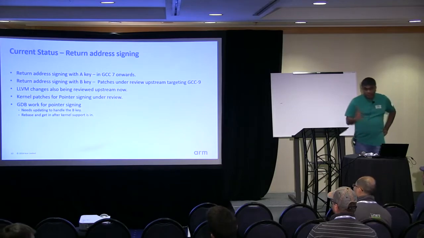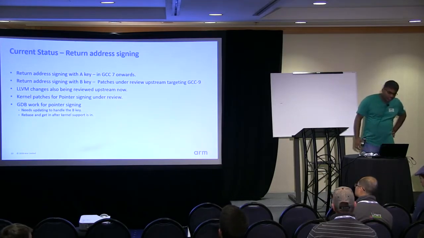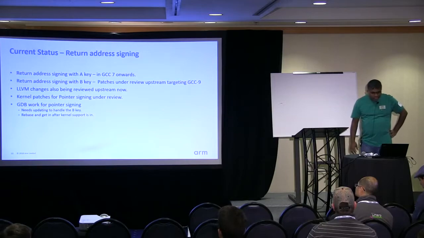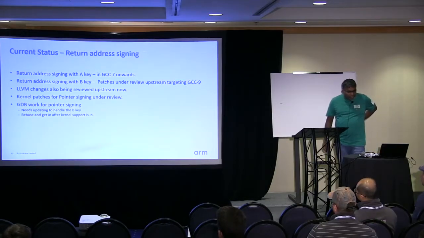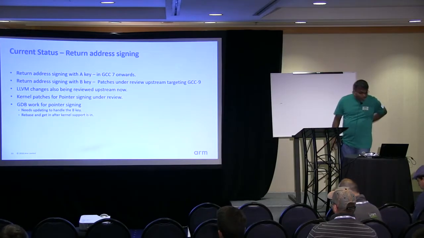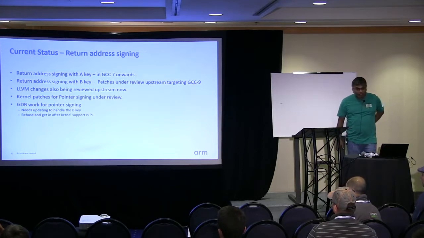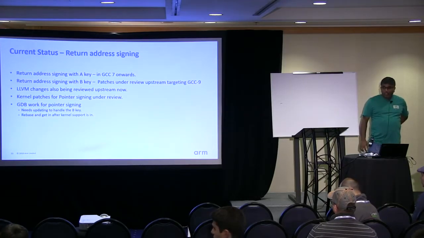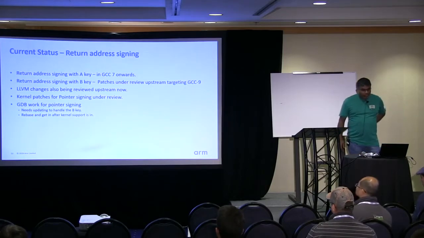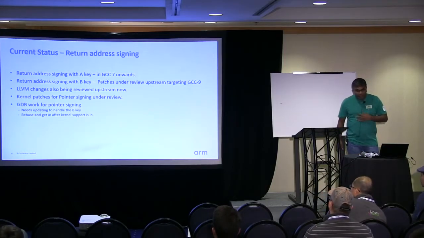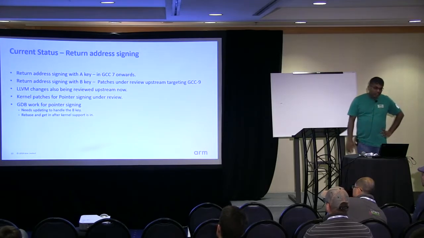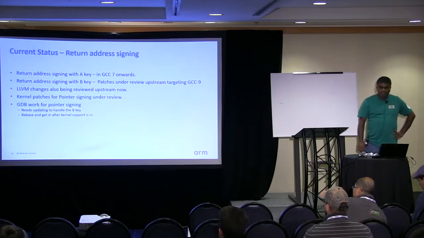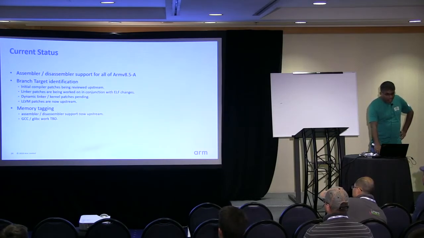So just to come back in terms of the current status, the return address signing with the A key is in GCC 7 onwards. The return address signing with the B key patches are under review targeting GCC 9. LLVM changes are also being reviewed upstream right now. The kernel patches for pointer signing are under review. And there's some GDB work for pointer signing that will probably happen after the kernel support is in.